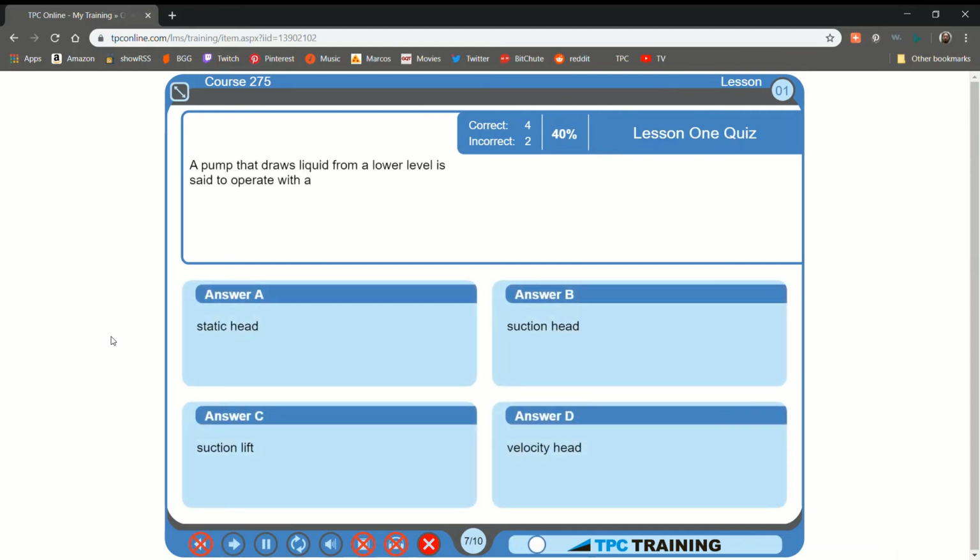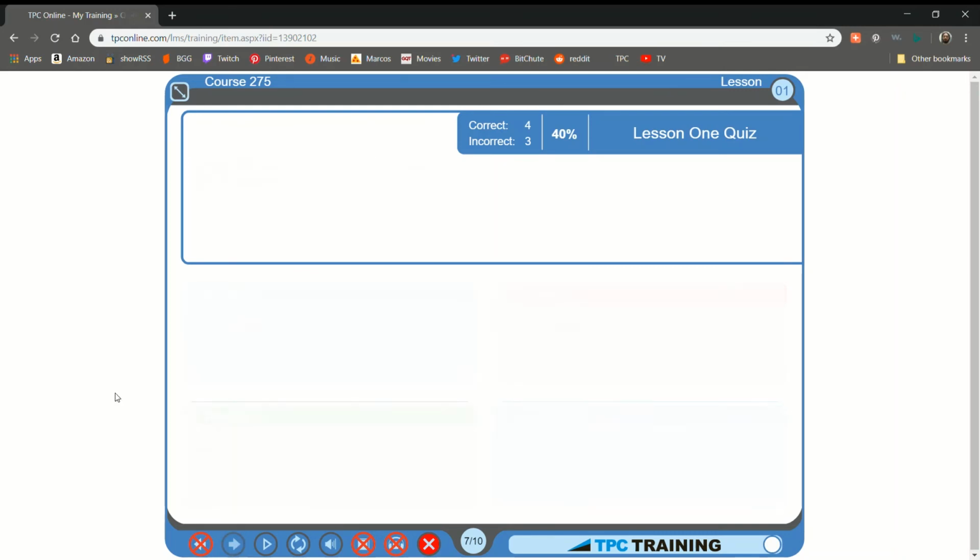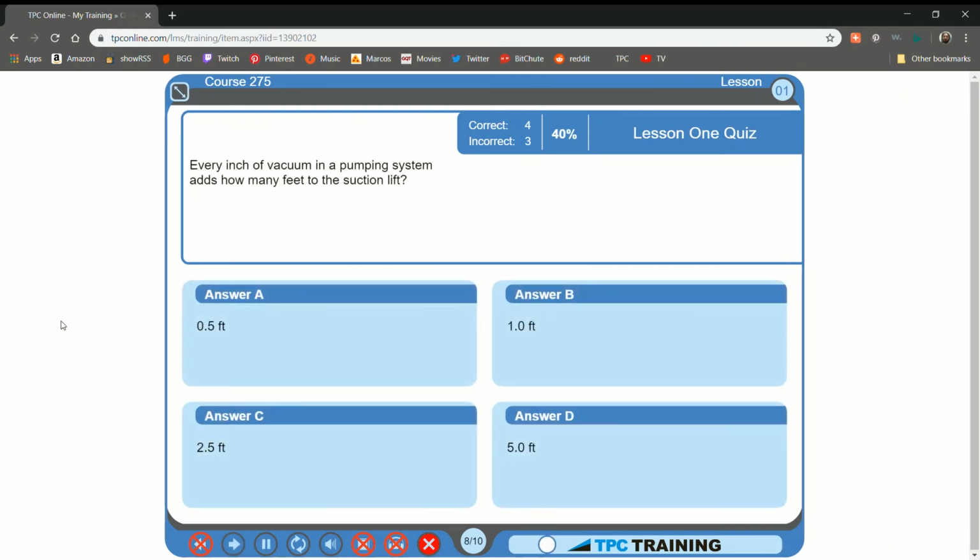A pump that draws liquid from a lower level is said to operate with a static head, B, suction head. That is incorrect. Every inch of vacuum in a pumping system adds how many feet to the suction lift? A. That is incorrect. The distance that a piped fluid flows in a certain amount of time is its A, dynamic flow, B. That is incorrect.